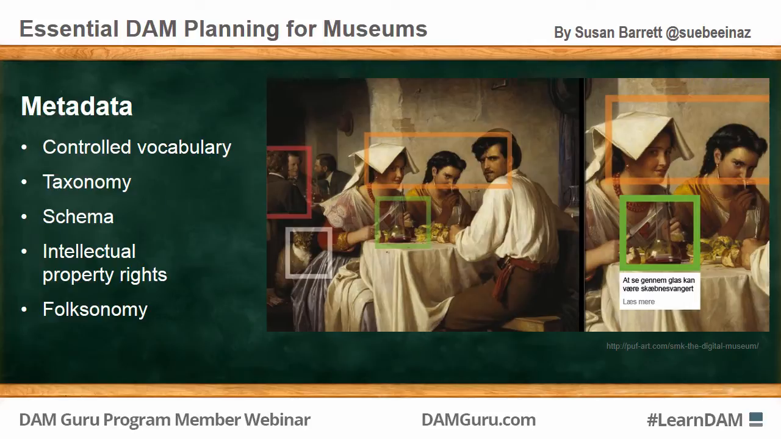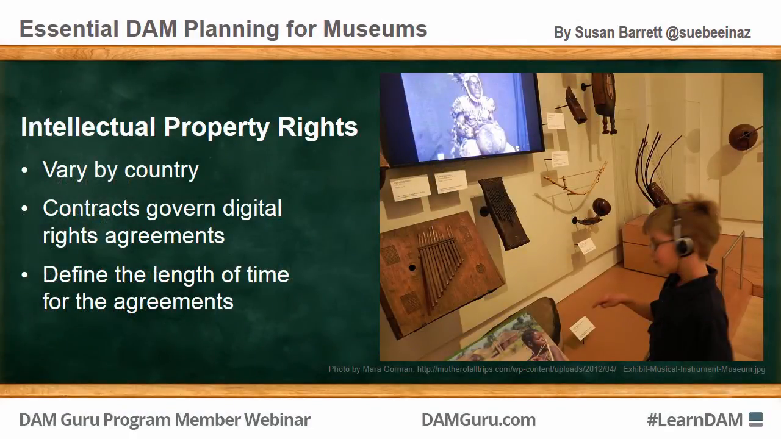And folksonomy. Folksonomy are key terms that are generated by users, often through your website. They generate a very rich vocabulary that does not necessarily have to be part of your controlled vocabulary or taxonomy, but they really offer a very rich opportunity for description and access, and they facilitate search and discovery through a web interface. Intellectual property rights.